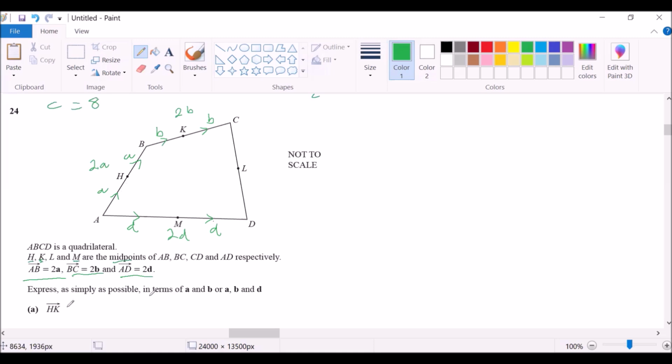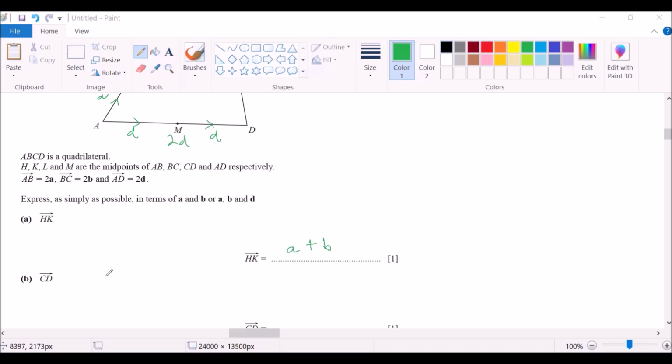Express as simply as possible in terms of a, b, or a, b, and d. HK. HK is from H to K. So the route we can take using a, b, and d is a plus b. So HK is equal to a plus b.